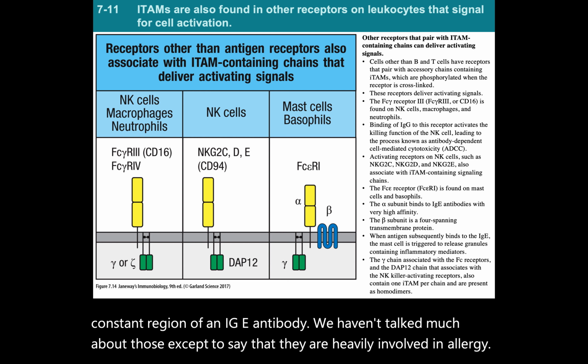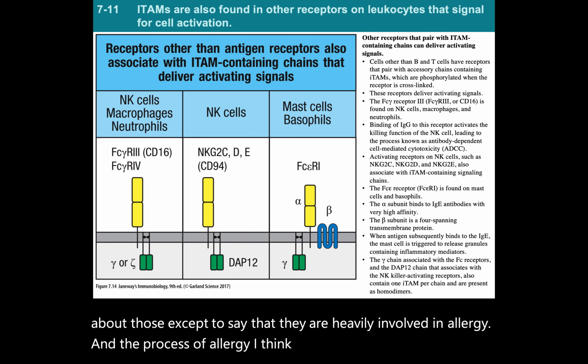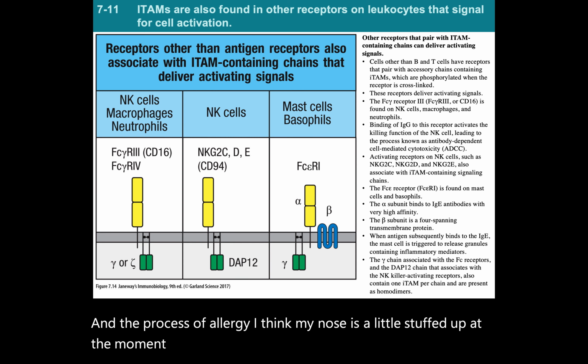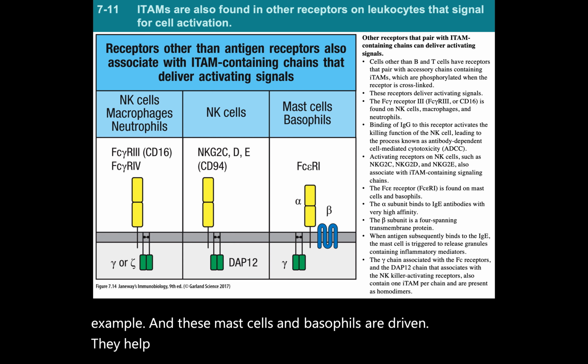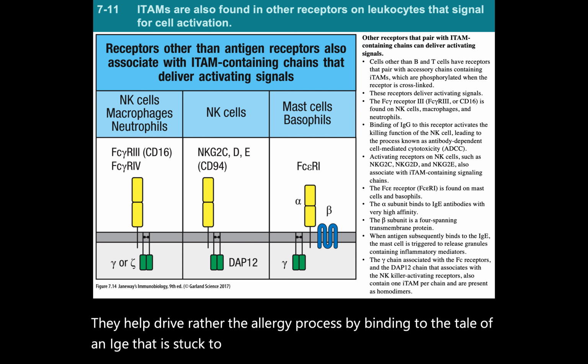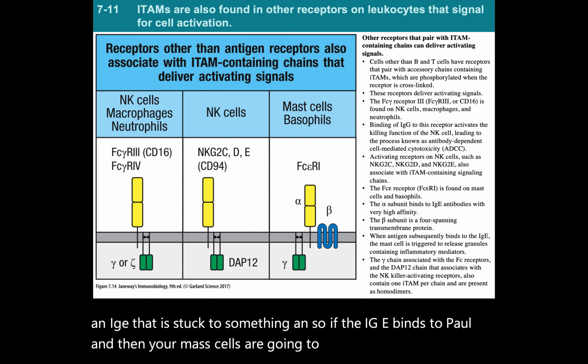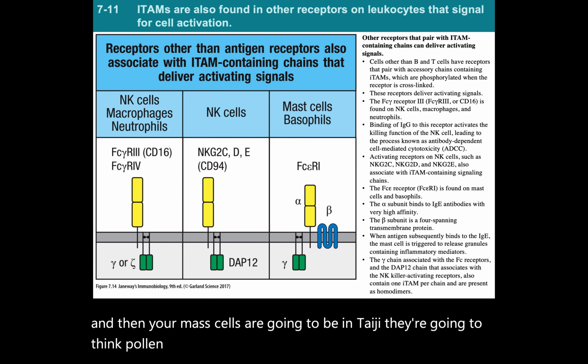And the process of allergy, I think my nose is a little stuffed up at the moment, is going to be driven by mast cells and basophils, for example. These mast cells and basophils help drive the allergy process by binding to the tail of an IgE that is stuck to something. So if the IgE binds to pollen, then your mast cells are going to bind to IgE. They're going to think pollen is a bad guy, and they are going to make a response.